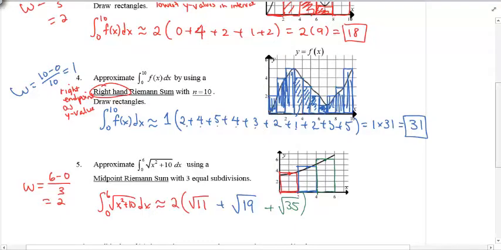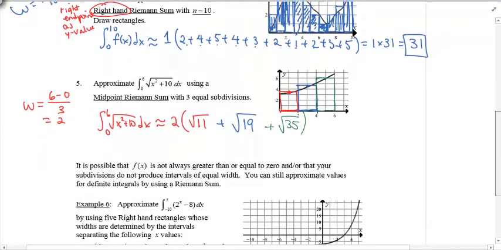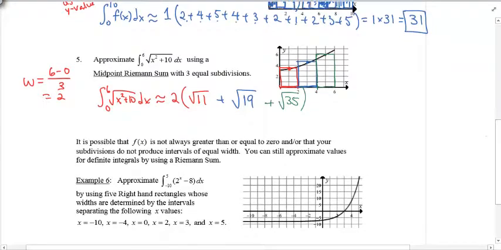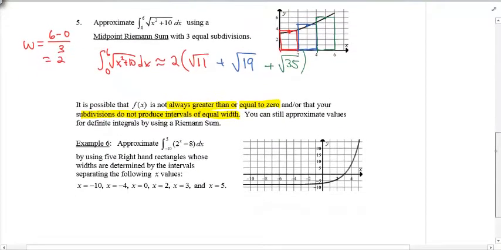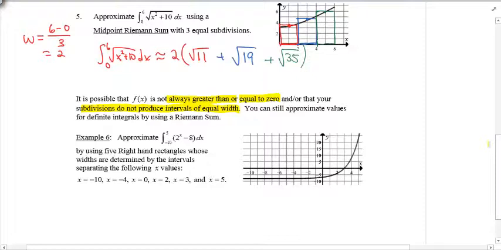Now, the one little trick sometimes, or weird thing, is that it is possible that f of x is not always greater than or equal to 0. So it could be negative. Or that your subdivisions do not produce intervals of equal width. No one said they had to be equal width. Regardless of how that happens, you can still approximate values for definite integrals by using Riemann sums. And I've seen questions like this on the AP exam where the widths are totally different for each interval.